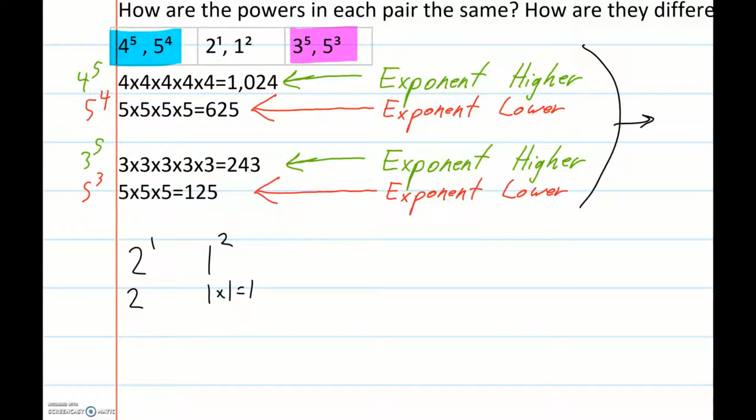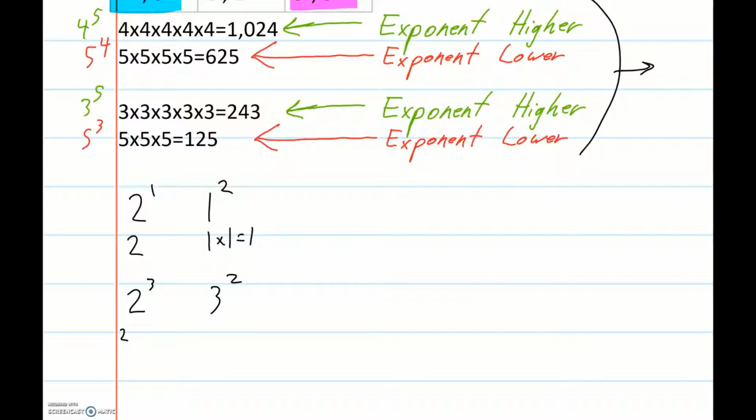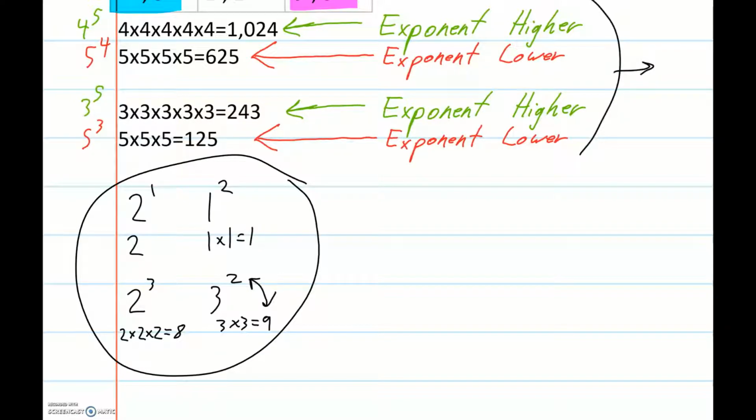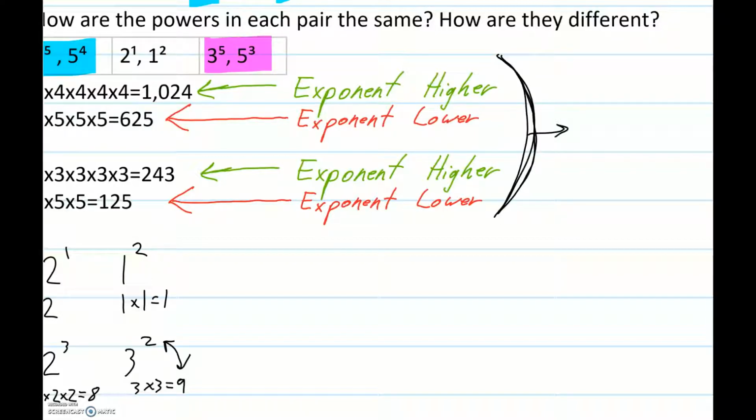The other option is 2 to the 3 versus 3 to the 2. Now this is the other extreme case, so 2 to the 3 is 2 times 2 times 2, which 2 times 2 is 4, times 2 is 8, and then 3 times 3 over here, which is just barely bigger at 9. Okay, and again, the exponent is lower, but the value is higher. So there's two cases that are sort of contradictory. But most of the time, we can say that this holds true. If the exponent is higher, the value is higher.